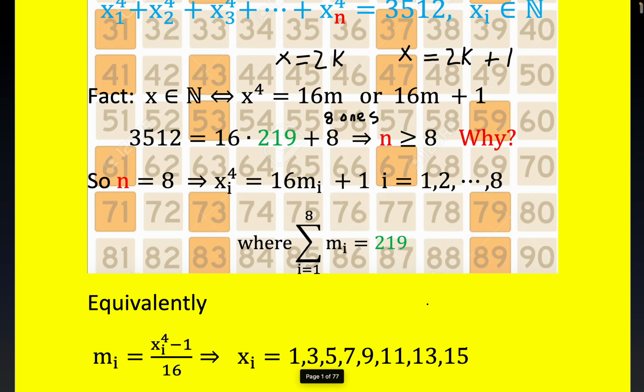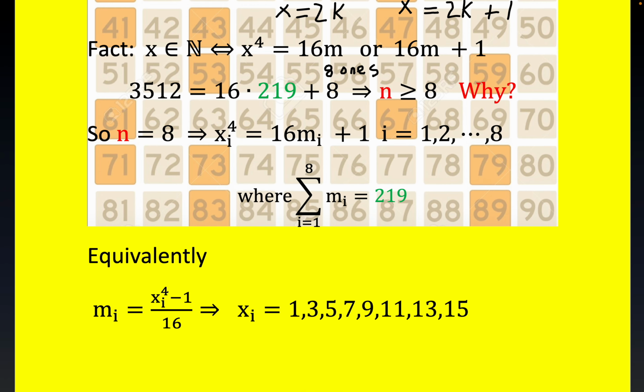So let's keep going. Now, another way to rewrite this statement and get it in terms of the constants m sub i so we can establish some bounding is this way. And this is just some basic algebra. Subtract 1, divide by 16, and you get m sub i is equal to (x sub i to the fourth minus 1) over 16. Remember, these m sub i are natural numbers, members of the positive integers. I'll put Z plus if you want, rather than the natural numbers.